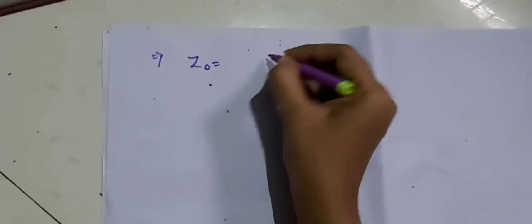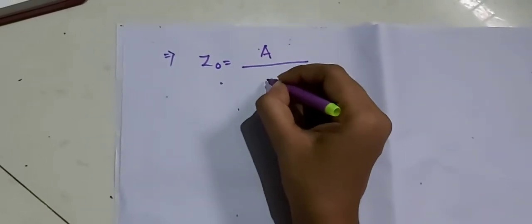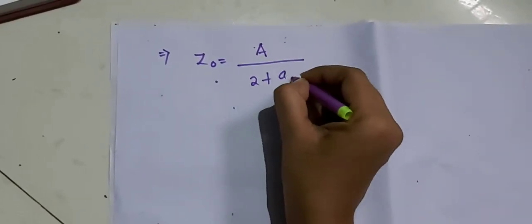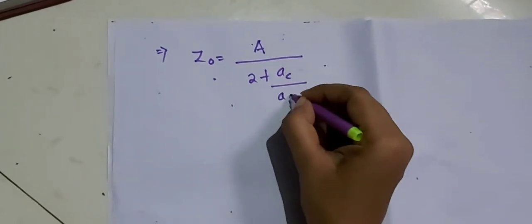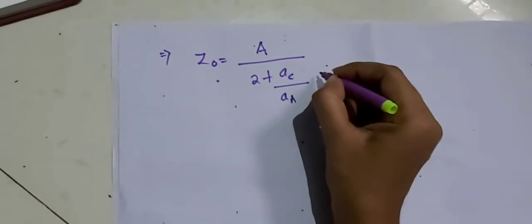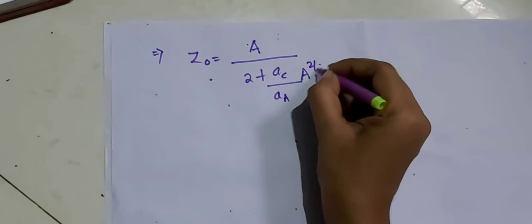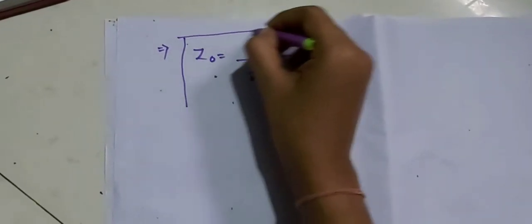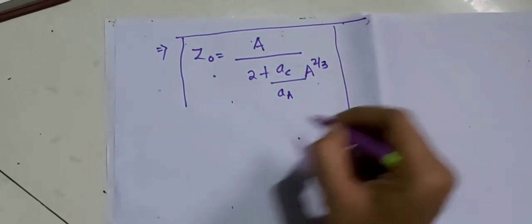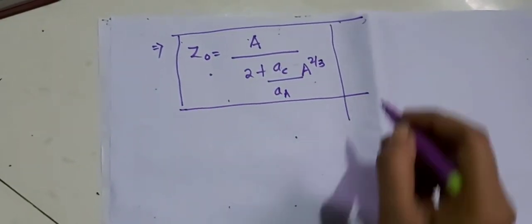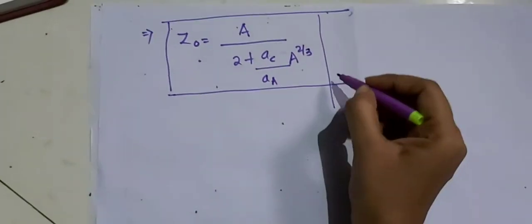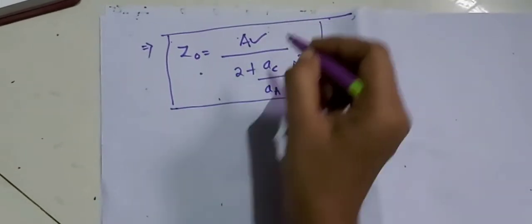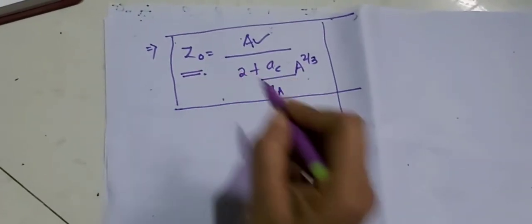Okay, I'll get Z naught is equal to A by 2 plus AC by AA into A to the power 2 by 3. Okay, this is the formula to find out the most stable nuclei. If I know the value of A, I can find out the most stable nuclei over here.